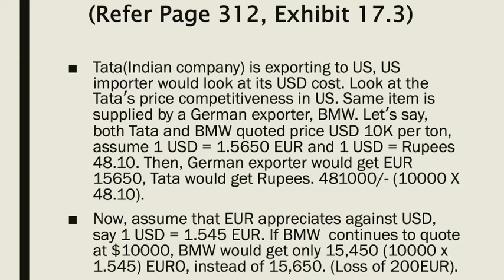So this is the case where the German exporter would get 15,650 euro at the normal price. But you have to assume the next situation: assume that the euro appreciates against the US dollar. Let's say $1 becomes 1.545 euro instead of 1.565. BMW continues to quote at $10,000. BMW would get only 15,450. That is 10,000 multiplied by 1.545 euro instead of 15,650.